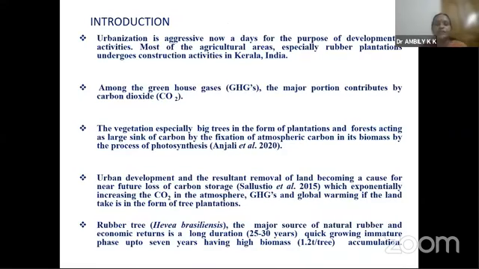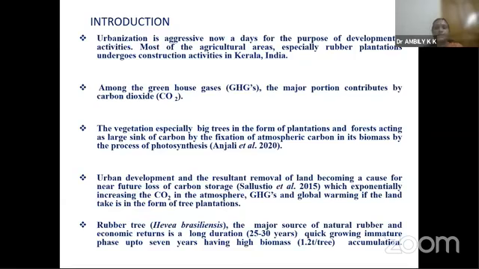As an introduction to the topic, urbanization is aggressive nowadays for the purpose of development activities, and most of the agriculture areas, especially rubber plantations, undergo construction activities in Kerala, India. Among the greenhouse gases, the major portion is contributed by carbon dioxide, and vegetation, especially big trees in the form of plantation and forest, acts as a large sink of carbon by fixation of atmospheric carbon in its biomass by the process of photosynthesis. Urban development and the resultant removal of land is becoming a cause for near future loss of carbon storage, which exponentially increases the CO2 in the atmosphere, that is GHGs, and global warming.